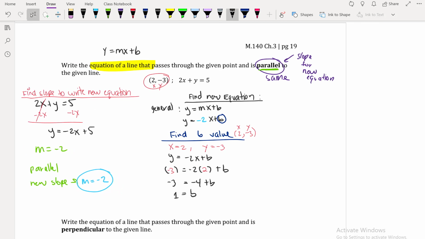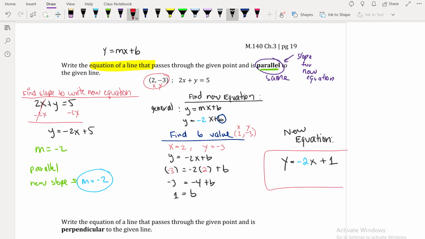So now my new equation is given by the following. y is equal to negative 2x plus 1. That's what it means to find the equation of a line that is parallel.